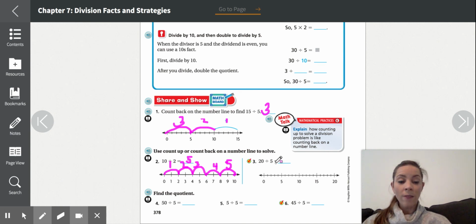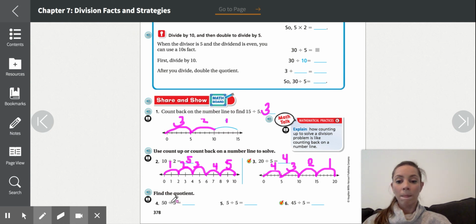20 divided by 5, let's do this one backwards. So we'll start at 20. 5 is how many in each? So 20 minus 5 is 15. 15 minus 5 is 10. 10 minus 5 is 5. 5 minus 5 is 0. All right, how many times did I jump back? 1. 2 groups of 5. 3 groups of 5. 4 groups of 5. So you probably got 20 divided by 5 is 4.